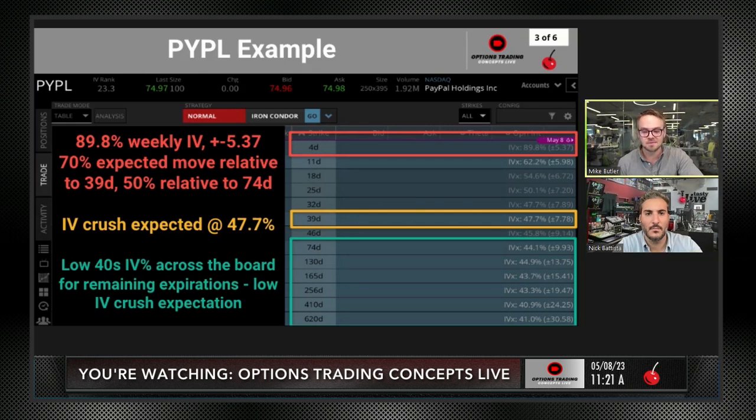We look at the expected move in the 4-day. We look at the expected move in the 39-day. And we say, okay, $5 relative to 7. That's a pretty big chunk of the monthly expected move. And when you look even further, like a 4-day versus 74-day, the differential is about 50%, which means you're going to be able to collect a huge chunk of premium in the 4-day relative to 74.